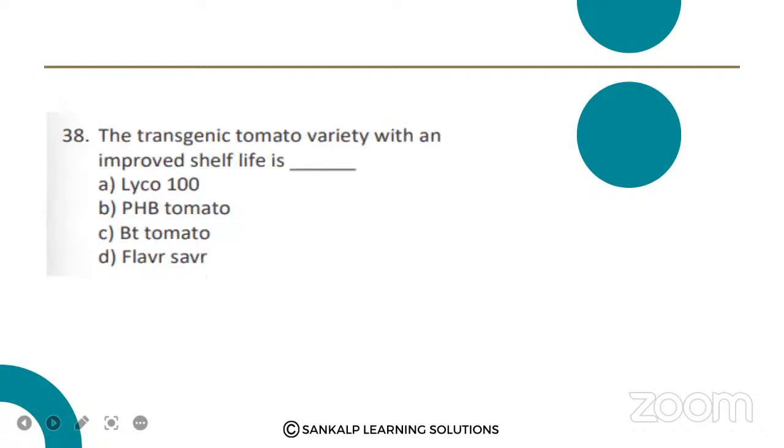Okay. 38th question: the transgenic tomato variety with an improved shelf life is, which is the transgenic tomato variety? Lyco 100, PHB tomato, BT tomato, Flavr Savr. Option C, ma'am, BT tomato. So here, it can retain its texture and ferments up to 45 days.